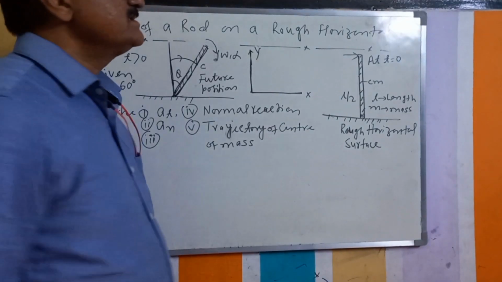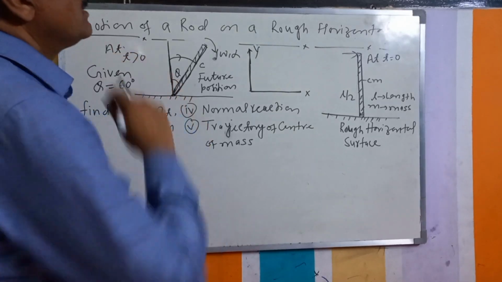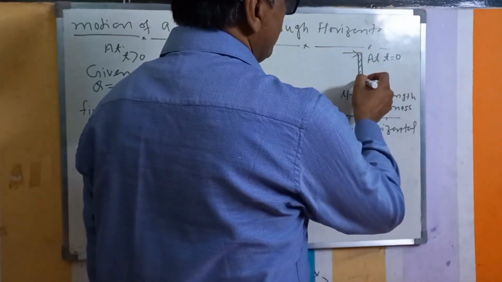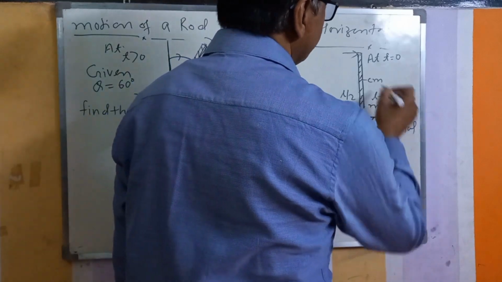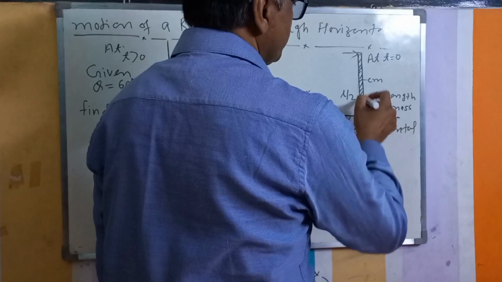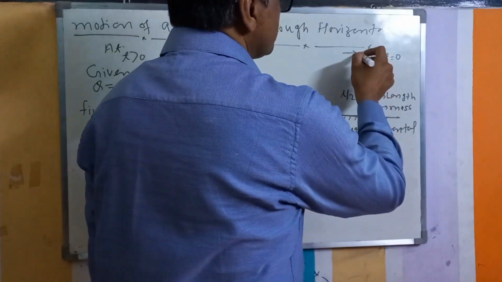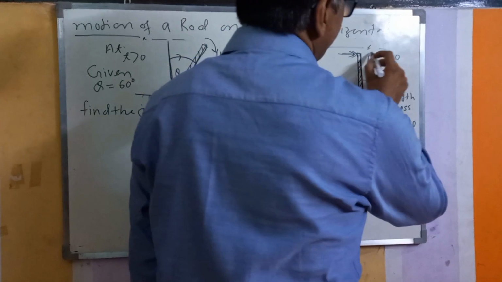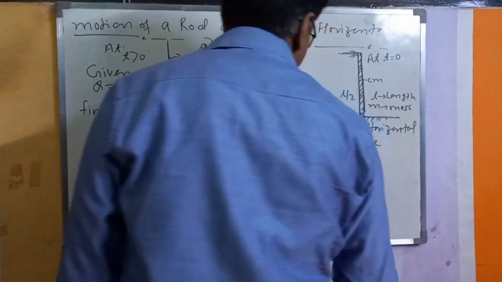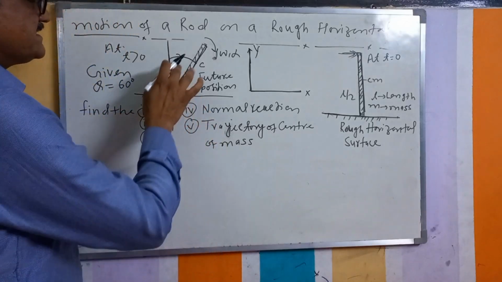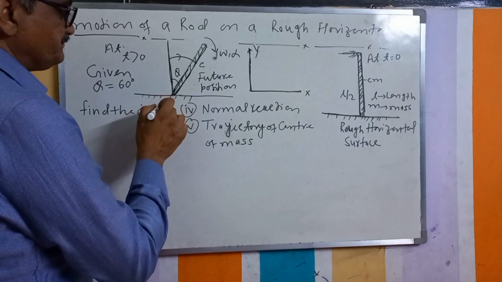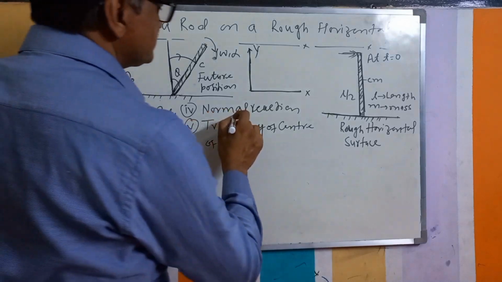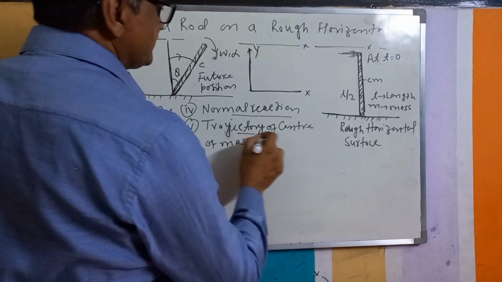Hello students, today's lecture is based on the motion of a rod on a rough horizontal surface. A rod is kept on a horizontal surface in the vertical direction, and there is sufficient friction between the rod and the surface so that when it is given a small tap at the top, it will start falling downwards. In this lecture, we will see the trajectory of the center of mass, the tangential acceleration, the normal acceleration, and the normal reaction on this rod.